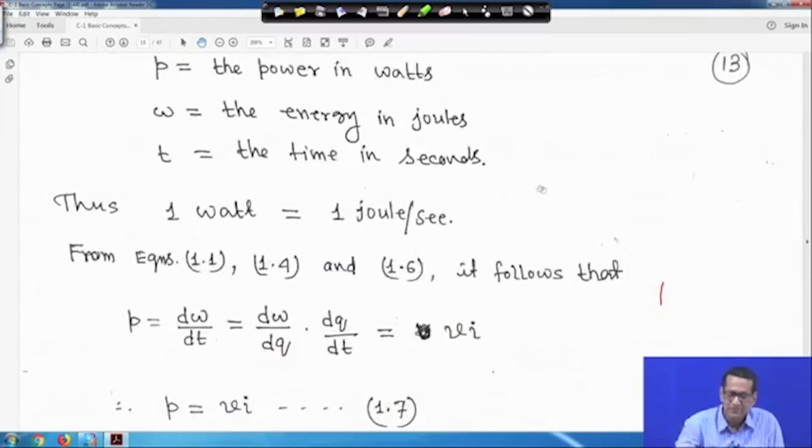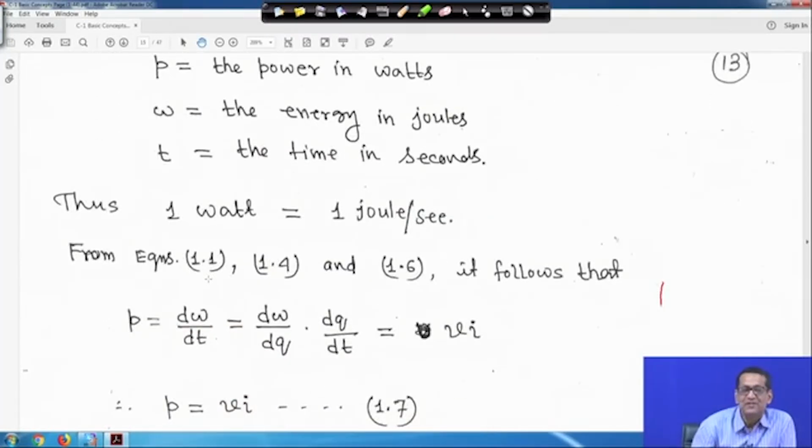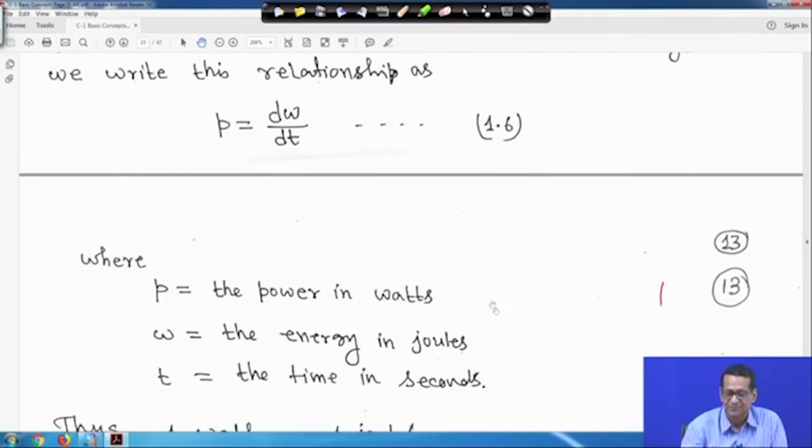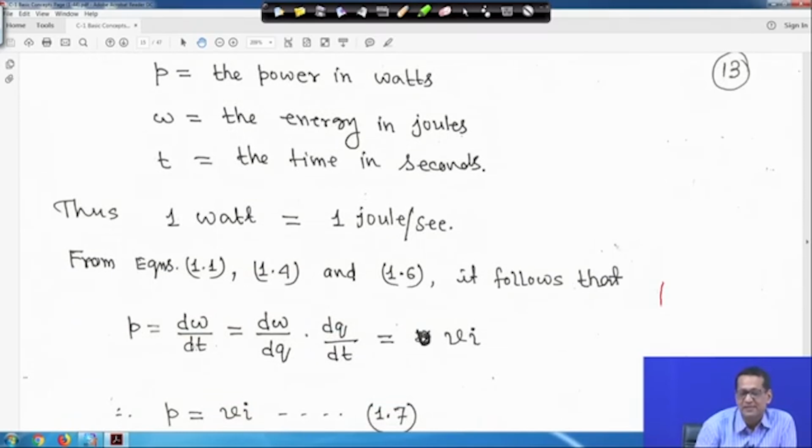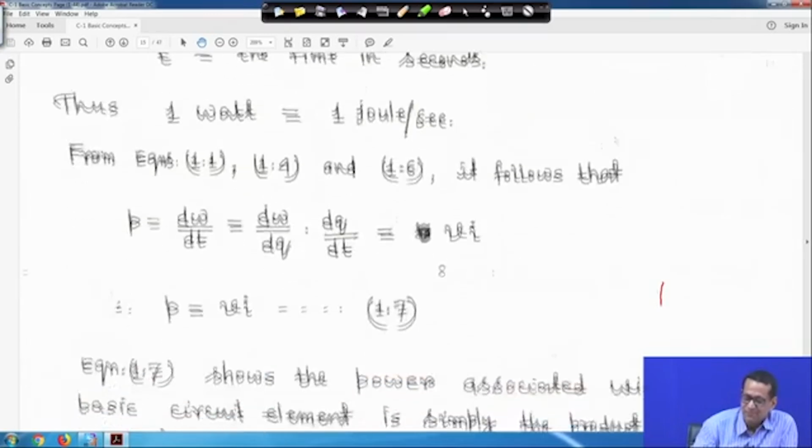From equation 1.1 we have seen I is equal to dq by dt, and so on, then 1.4 and 1.6. Therefore, P is equal to dW by dt, which we can write as dW by dq into dq by dt. From equation 1.4, dW by dq is equal to V, and from equation 1.1, I is equal to dq by dt. So P is equal to V into I. This is power, and this is equation 1.7.